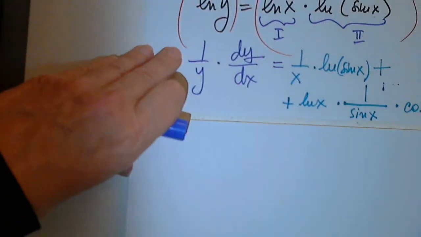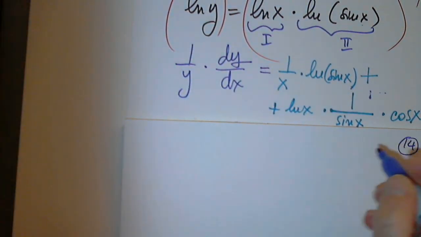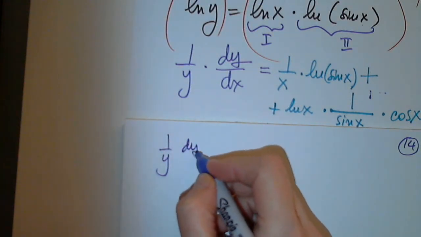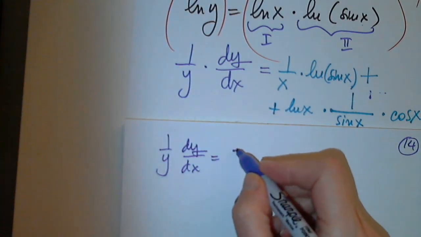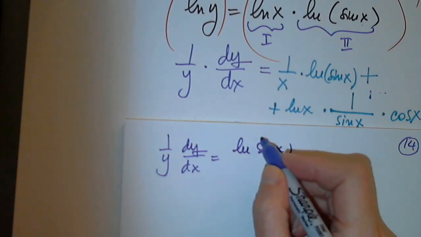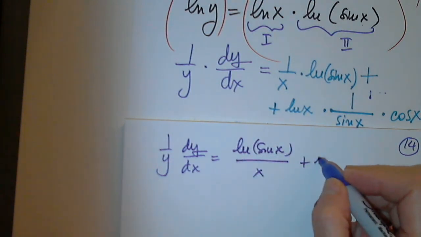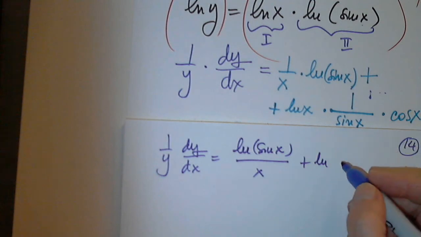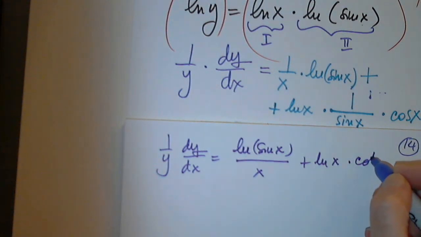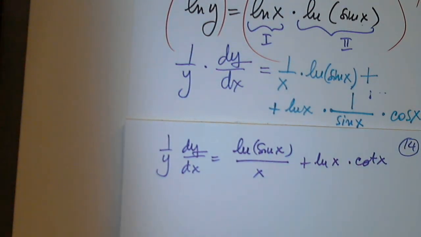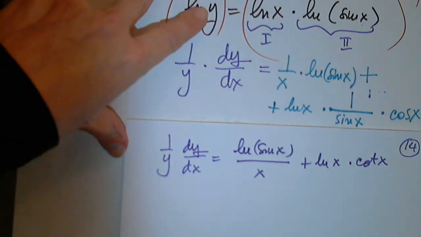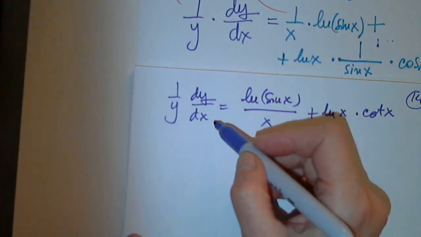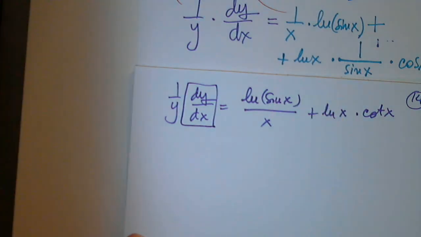Okay, I'm going to write this one more time to make it more concise, clean it up a little bit. So I have 1 over y dy over dx equals natural log of sine x over x plus natural log, and allow me to write this as a cotangent because it's cosine over sine. Okay, now I'm solving for this. That's my variable. That's what I'm trying to determine.